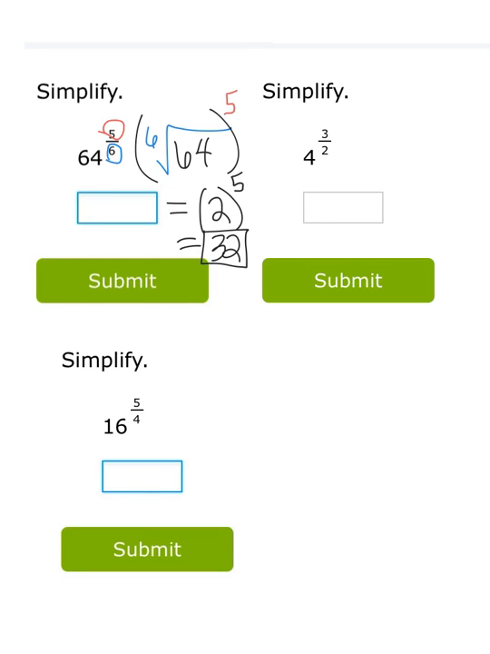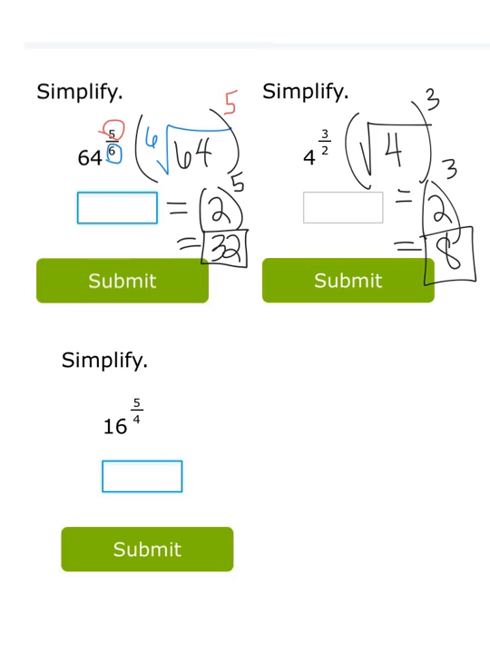All right, next one. So my power is 3 because I have 4 to the 3/2. My power is 3, and my root is 2. So this would be the square root, which there's a little 2 out there, of 4 all raised to the 3rd power. So the square root of 4 is 2, and then I would raise 2 to the 3rd power. So 2 cubed would be 8.